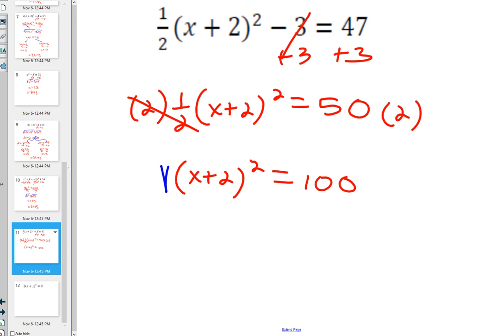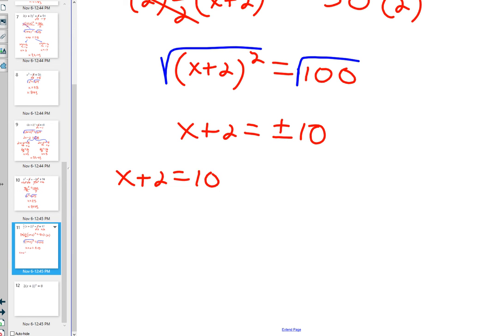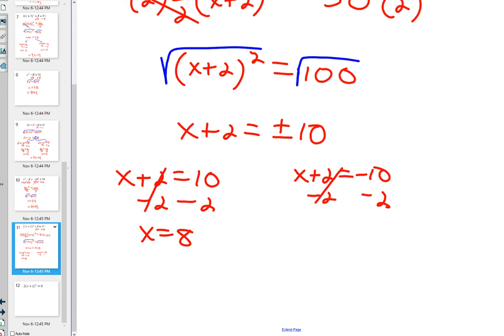Then you get rid of the square by square rooting, Jade. What's the square root of 100, Jade? Plus or minus 10. So when you split it, you get x plus 2 is 10, and x plus 2 is minus 10. So minus 2 minus 2, x is 8. Minus 2 minus 2, x is negative 12. There are two numbers that make this original equation true: 8 and negative 12. Uno más, one more.